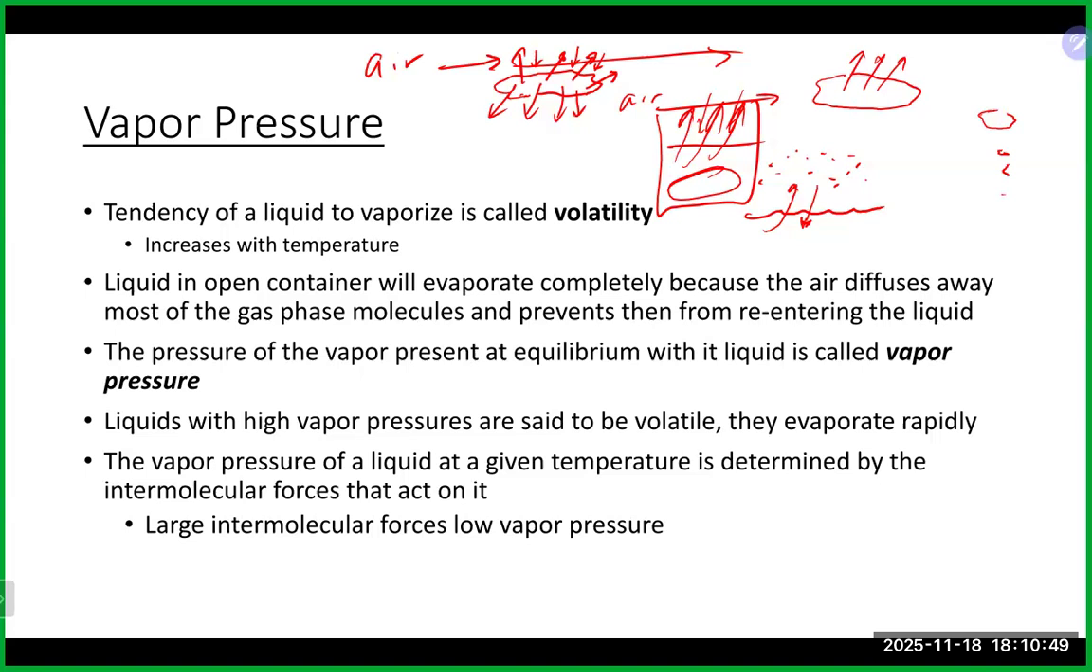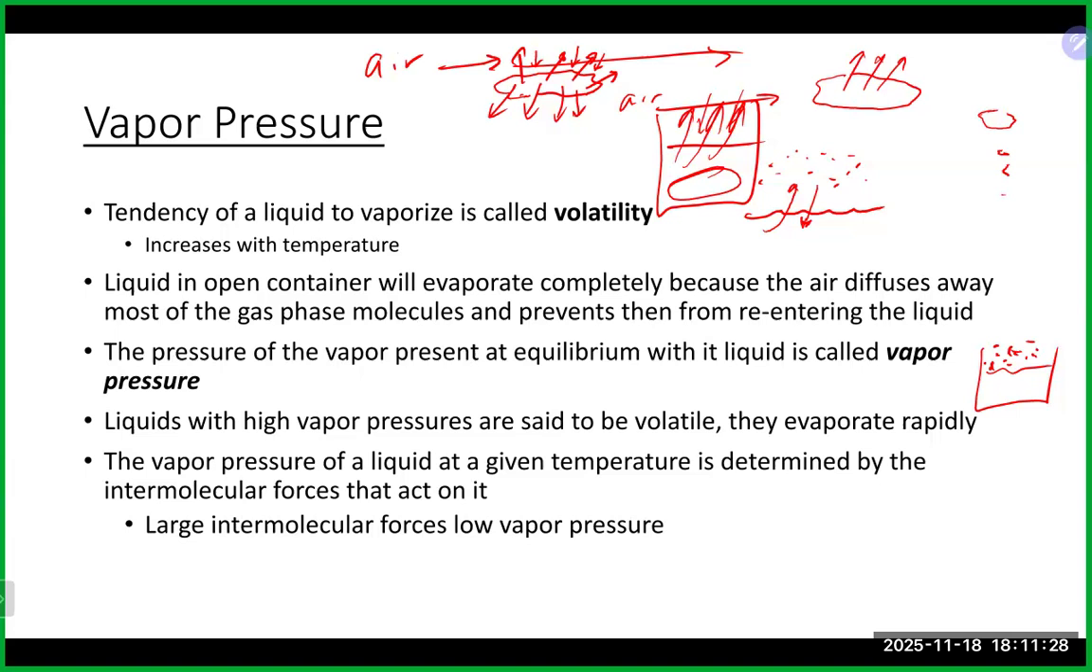Now, the pressure of that vapor above the liquid when it reaches equilibrium between evaporation and condensation is known as the vapor pressure. Liquids with really high vapor pressures are said to be volatile. That means they go into the gas phase pretty easily. To have a high vapor pressure implies that above the liquid you have a lot of gas molecules, so they have to evaporate pretty easily, and that is why it's known as being volatile. A lot of organic compounds are very volatile. They can go from the liquid phase to the gas phase super easily.